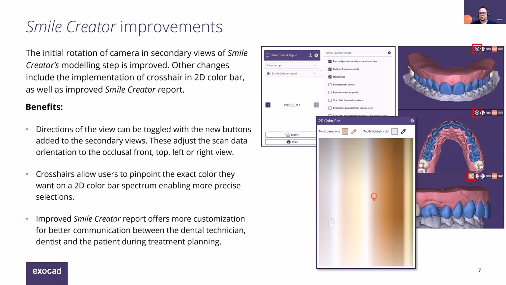Within the secondary views, there's been an additional button added. It's going to allow you to toggle to adjust the scan data orientation from occlusal, front, top, left, and right view.